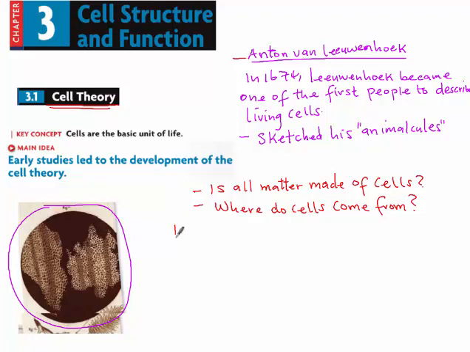The German scientist Matthias Schleiden was the next in the row. He also used a compound microscope to study plant tissue. In 1838, he proposed that plants are made of cells.